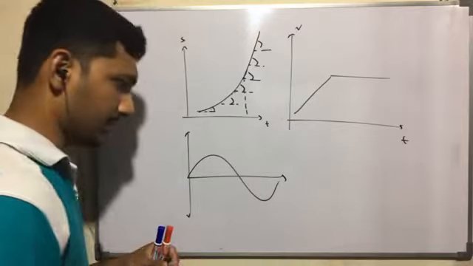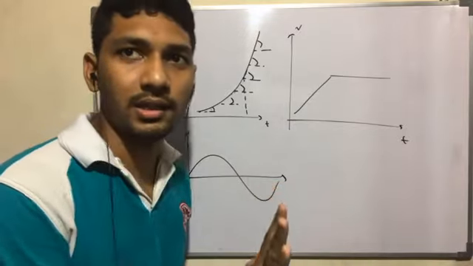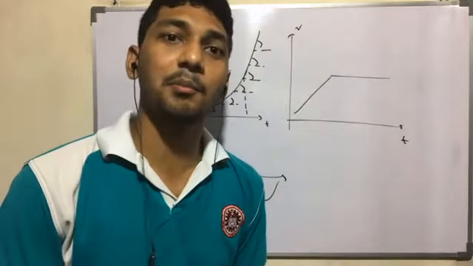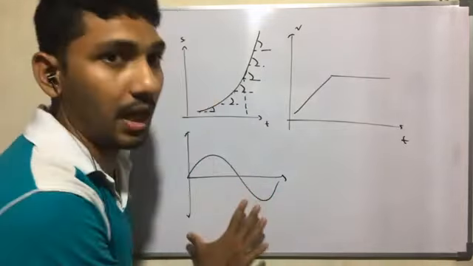This one, right? This one. It is not a sine graph, okay? If it is a sine graph, that will have a different meaning. That is simple harmonic motion. This is not simple harmonic motion.